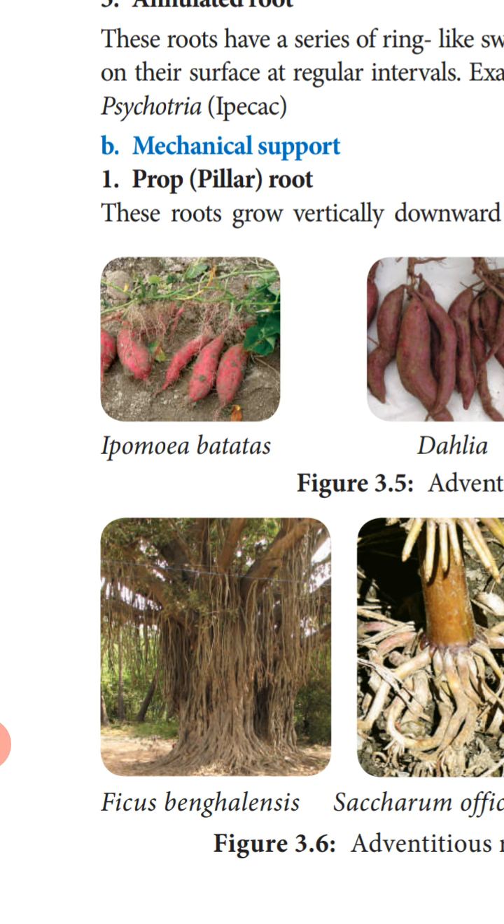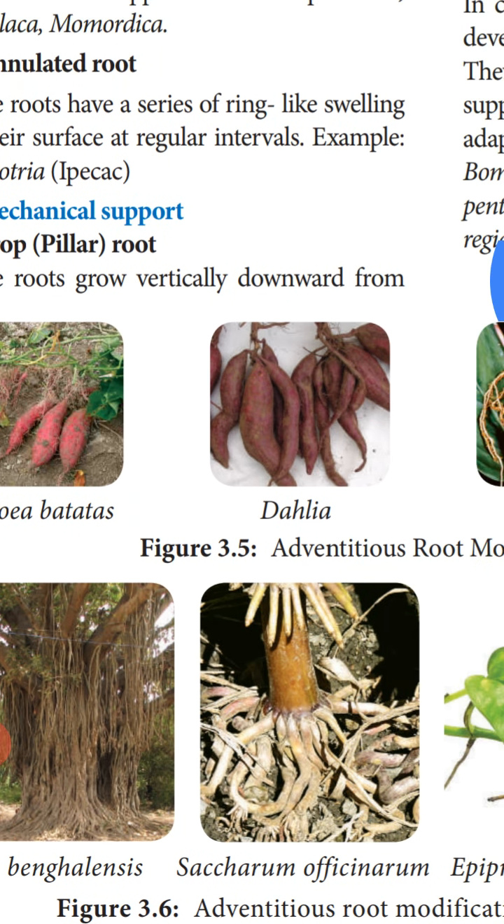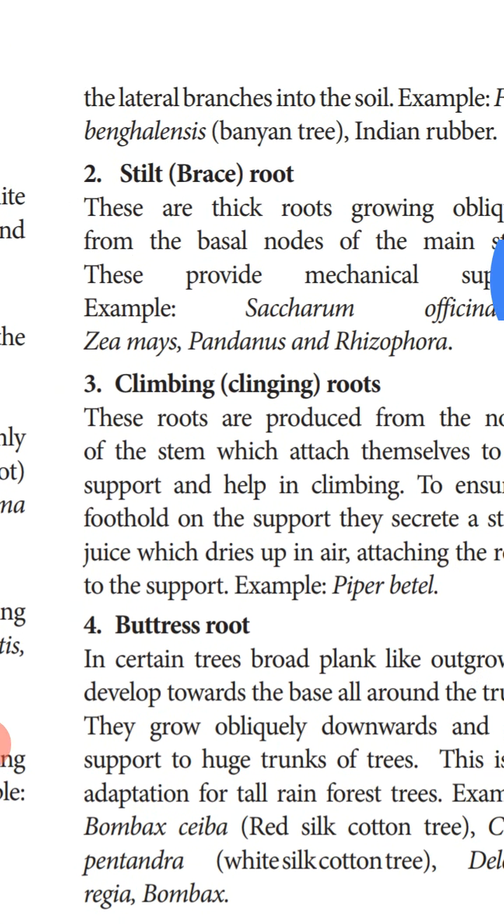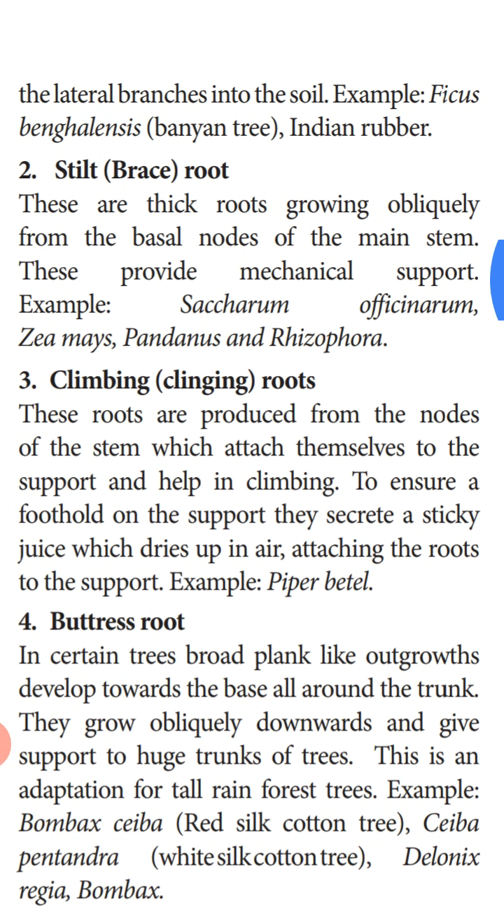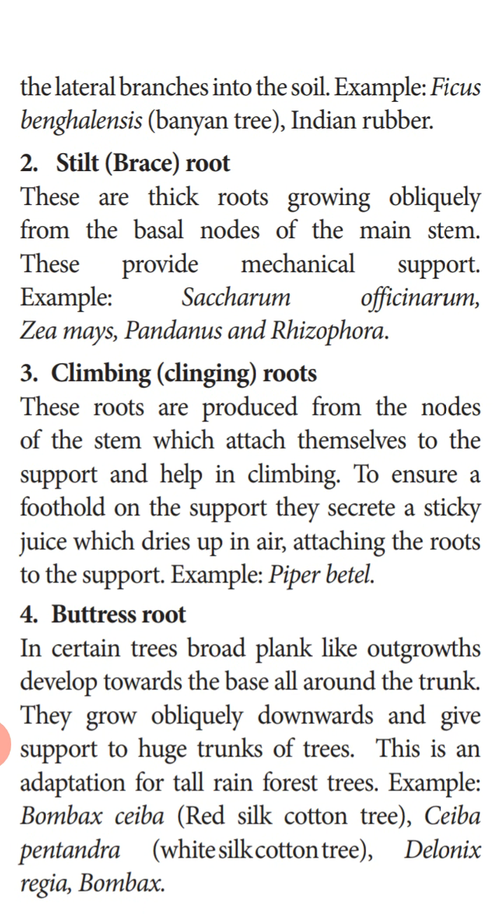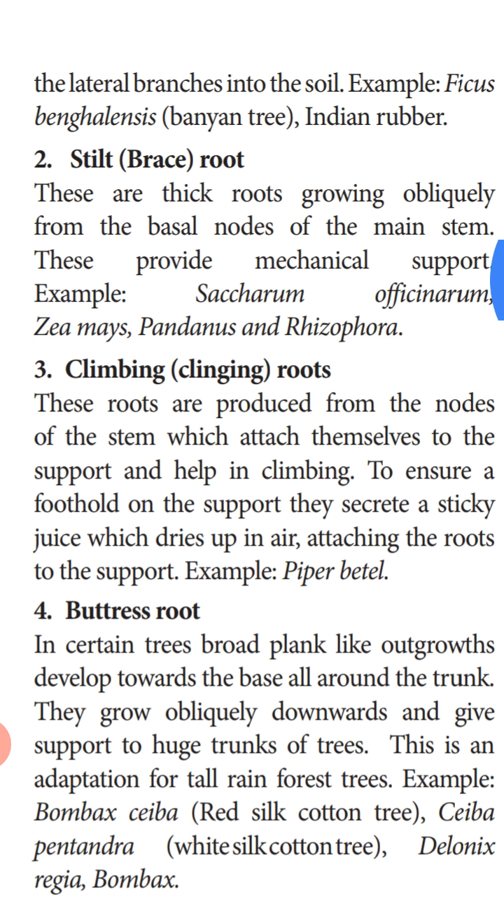So here, to give support to these huge trunks, the aerial roots arise from the nodes of the trunk, and these roots grow vertically downwards towards the soil, and they give support to the plant. Such types of roots are called prop roots, or pillar roots. These roots grow vertically downward from the lateral branches into the soil. Example, Ficus benghalensis, the banyan tree, or Indian rubber.